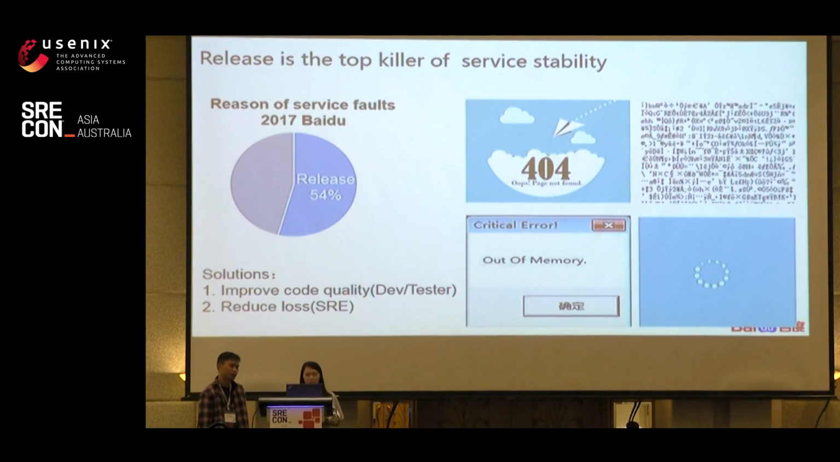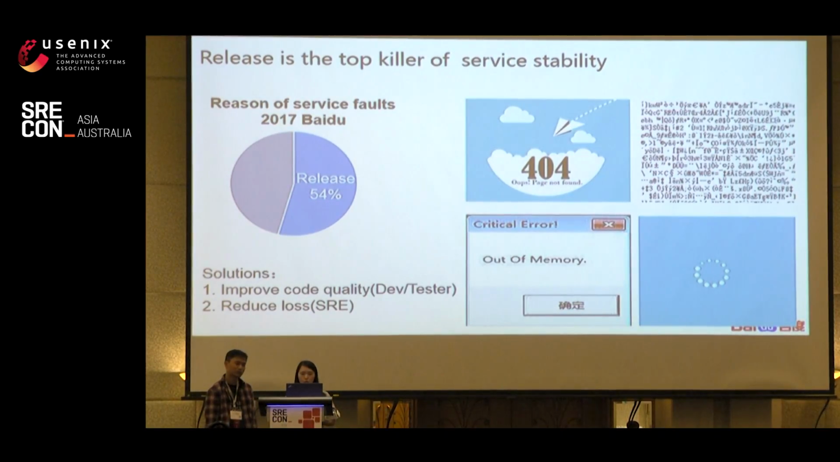Changes are accompanied with risks. Last year, 54% of the service faults were due to release. Release has become the top killer of service stability. When you want to search for the weather, if it rejects or displays chaos, or runs out of memory, or responds slowly, it's most likely because the release process is out of question. And there have been a lot of these bad cases in history.